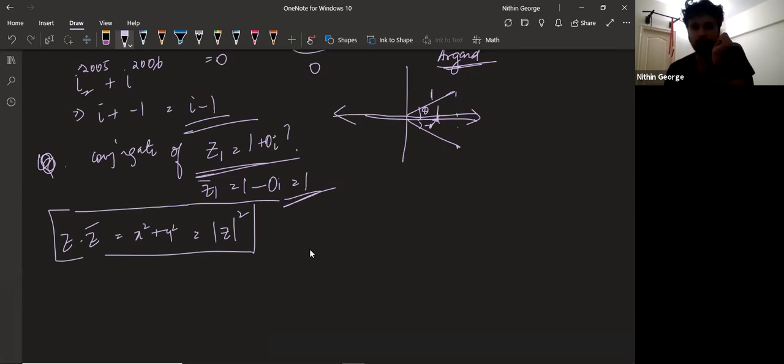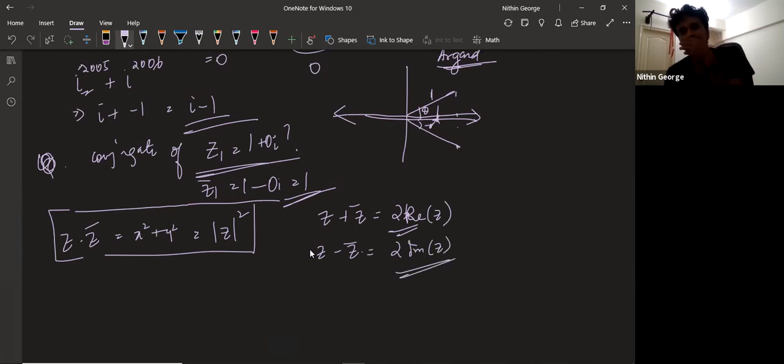Now, when I add a number and its conjugate, what do I get? You can imagine the imaginary part cancelling out and the real part doubling. Okay, 2 into real part of z it becomes. So you take a number and subtract from it the conjugate. What does it become? 2 into imaginary part of z.